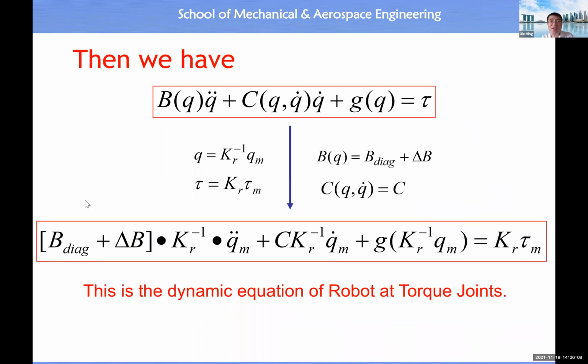With this notation, we are ready to convert the dynamic equation at the link joint to the dynamic equation at the torque joint. So we substitute Q by the inverse of the KR matrix times QM. Substitute this one by C. Substitute this one by B, the diagonal matrix, and the off-diagonal matrix. Then substitute this one by matrix KR times tau M. Then we have this equation. So this is the dynamic equation at the torque joint.